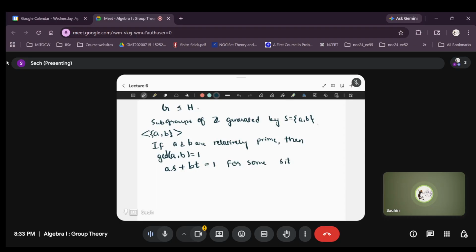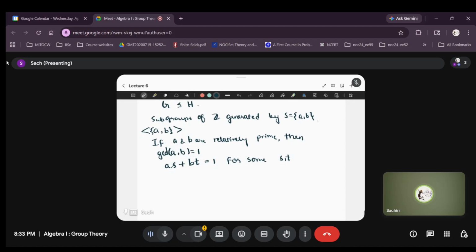But now what happens, as is in the set because it's a multiple of a. bt is also in the set, because it's a multiple of b. That means by closure, as plus bt is in the set. So 1 is in the subgroup generated by a and b. If 1 is in the subgroup generated by a and b, then the subgroup is simply the set of integers itself because 1 generates that. So you can't take relatively prime numbers and try to generate a proper subgroup. It will always end up giving you z.